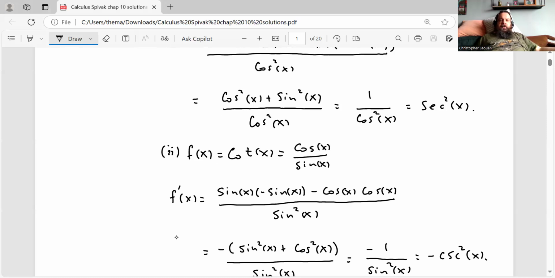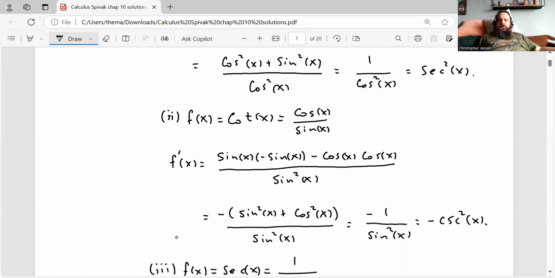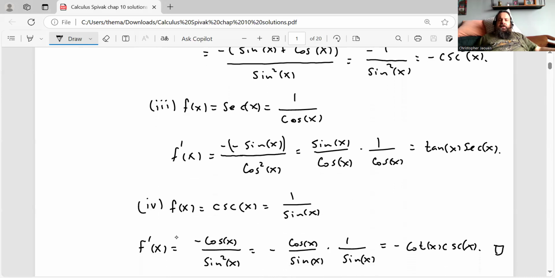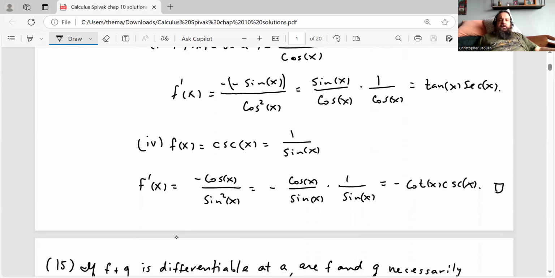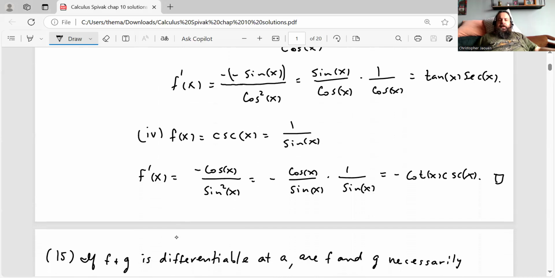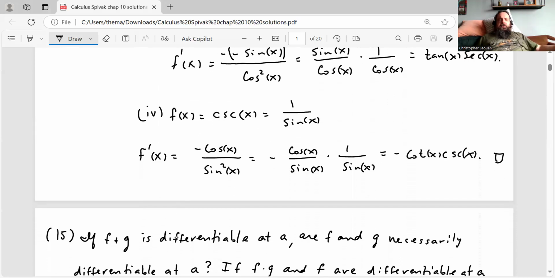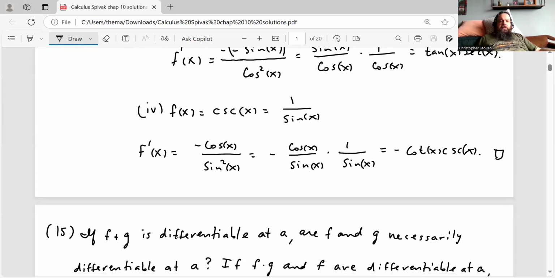All right. The derivative of cotangent is negative cosecant squared. The derivative of secant is tan x secant x, and the derivative of cosecant x is negative cotangent x cosecant x. So, like I said, if you want to pause the screen and look at the steps, you can do that. But you should be able to do those on your own. It's a relatively straightforward application of the quotient rule.